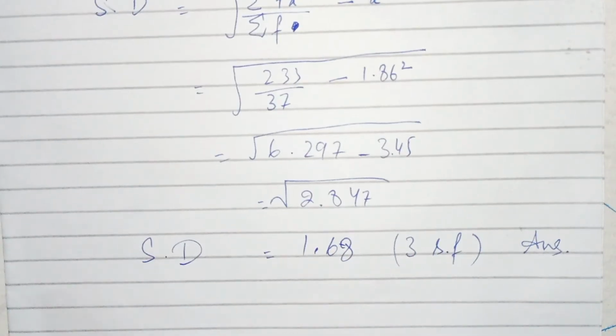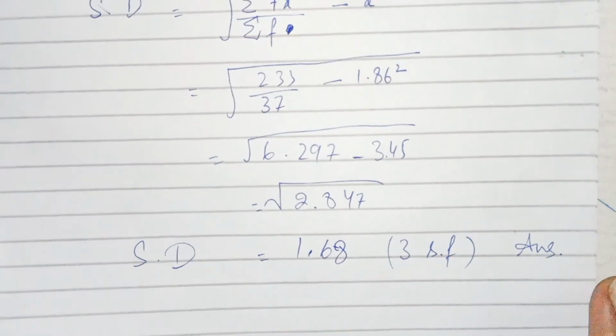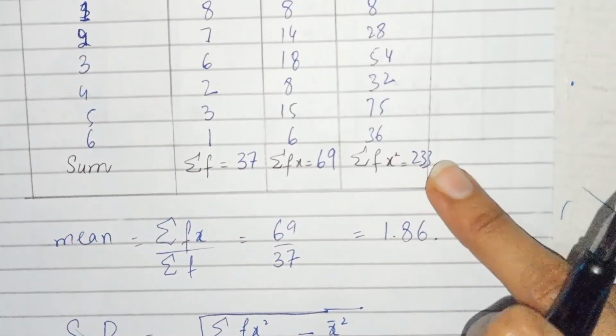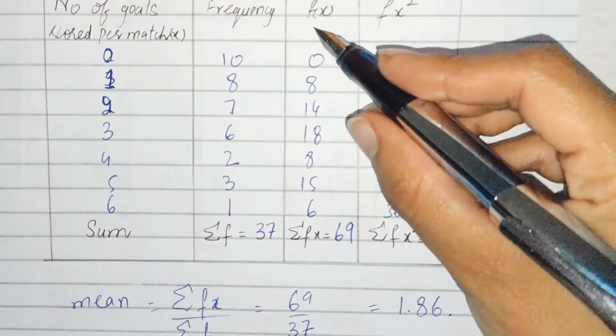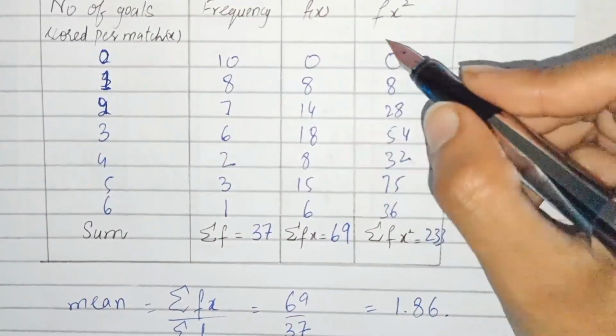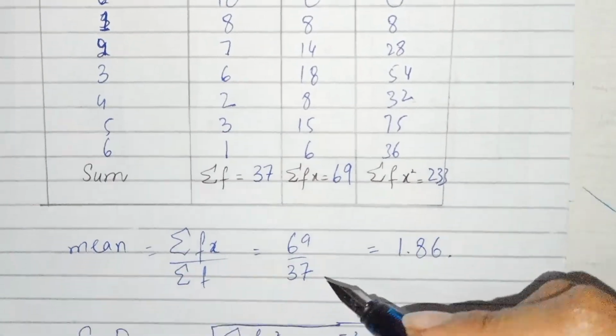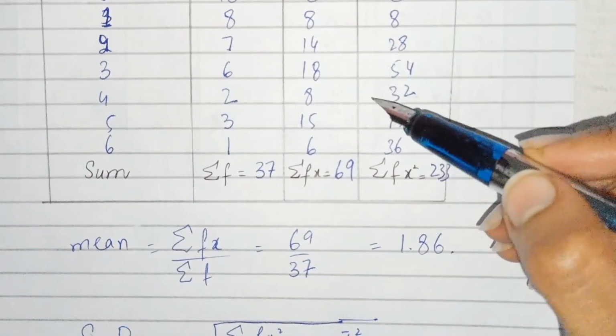And I hope you understand these questions very well. Now students, these questions are only the game of the formula. You have to learn the formula of standard deviation, and then you have to put in this formula, and then you get the answer. From the formula you can get the idea what values you have to put in the table. You need frequency, fx and fx square. That's why I put in this formula in this table.